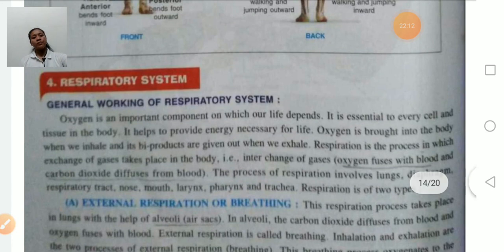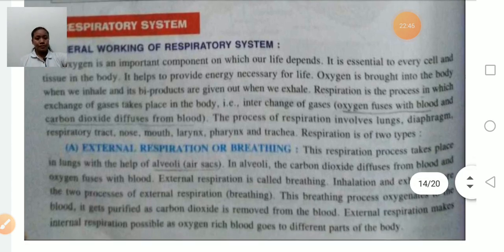Respiratory system. Oxygen is an important component on which our life depends. Our life depends on oxygen. It is very essential to every cell and tissue in the body. Oxygen is brought into the body when we inhale, and its byproduct, carbon dioxide, is given out when we exhale.